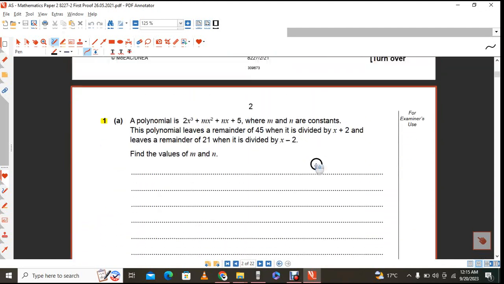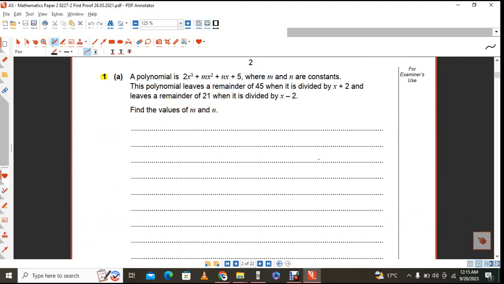So you can use this obviously to prepare for the examinations. Again, this is also going to be in 3 parts, this particular question paper, and this is part 1 of 3. A polynomial is 2x cubed plus mx squared plus nx plus 5, where m and n are constants. The polynomial leaves a remainder of 45 when it's divided by x plus 2, and leaves another remainder of 21 when it's divided by x minus 2.